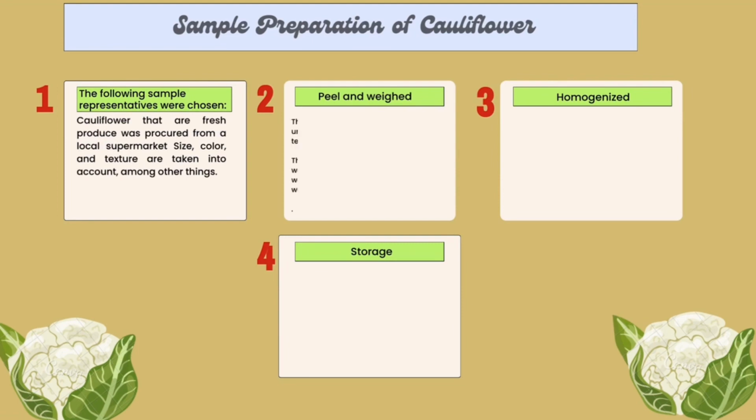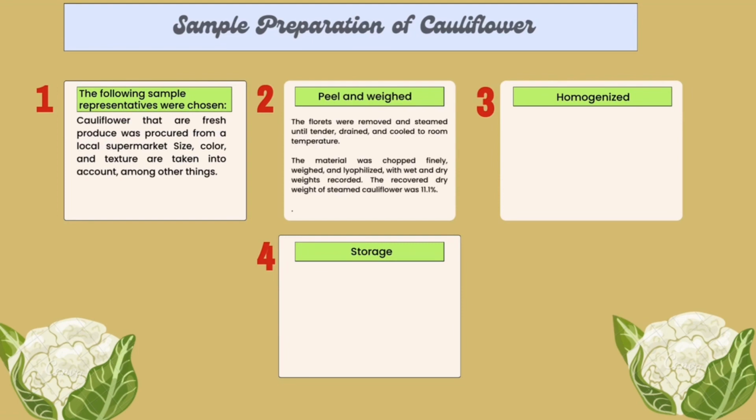Next, the florets were removed and steamed until tender, drained, and cooled to room temperature. The material was chopped finely, weighed, and lyophilized with wet and dry weights recorded. The recovered dry weight of steamed cauliflower was 11.1%.